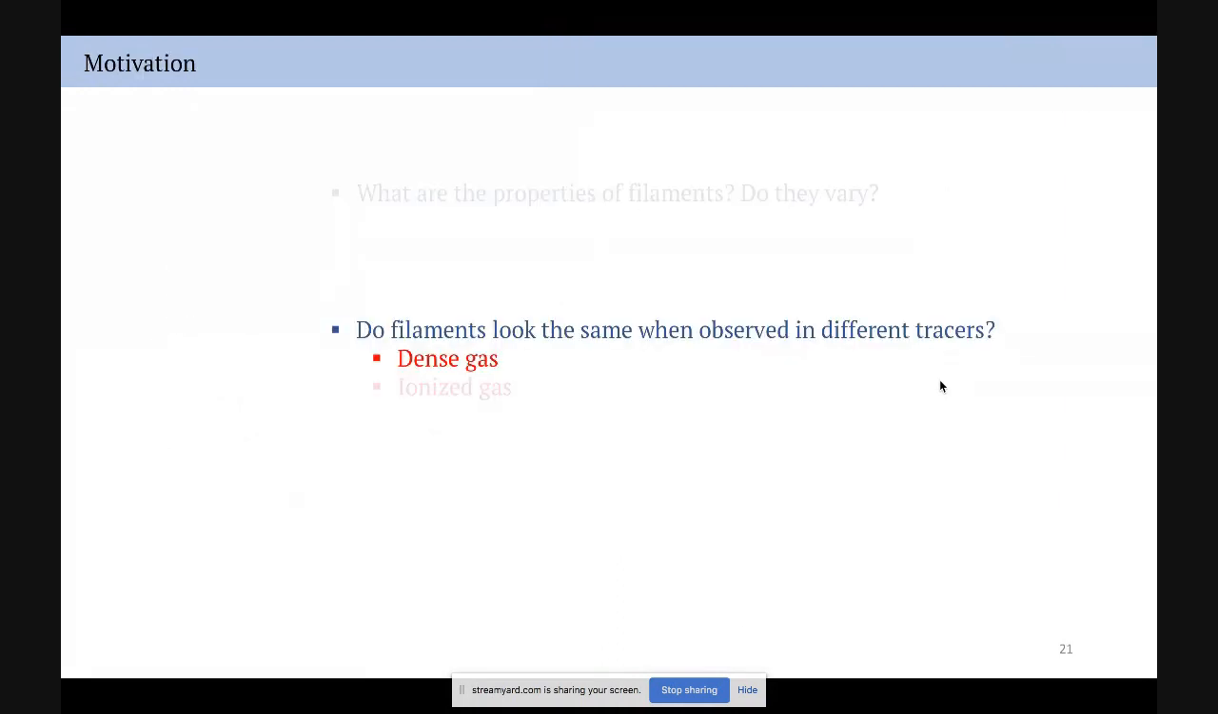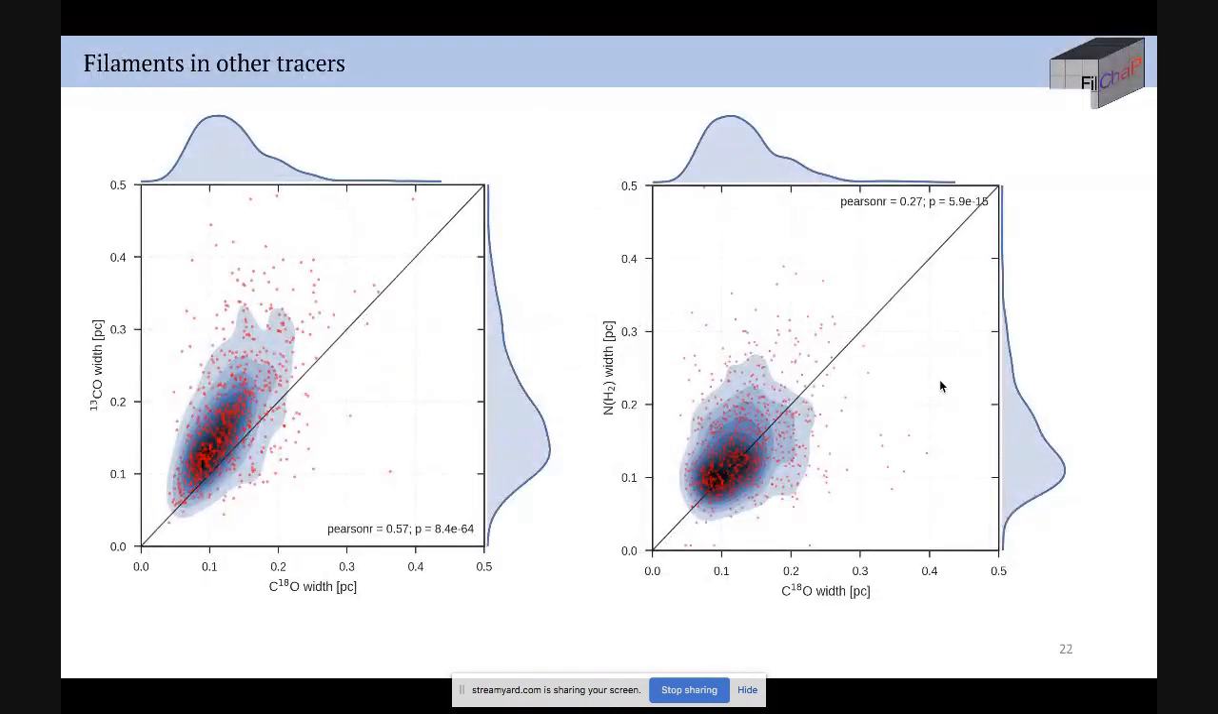Coming to the latter question, do filaments look the same when observed in different tracers? I will answer this in two steps, one of them looking at the dense gas. We did the same analysis on the 13CO and the column density map, and we found that the strongest correlation between C18O widths and the widths calculated from the other maps exists in 13CO. This is done by looking at the Pearson correlation coefficient.